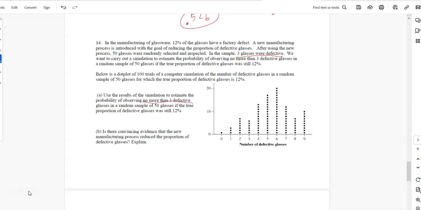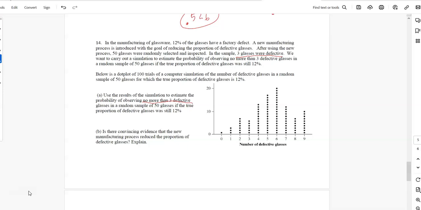So on this one, in manufacturing of glassware, 12% have a factory defect. A new manufacturing process is introduced with the goal of reducing the proportion of defective glasses. After using the new process, 50 glasses were randomly selected and inspected. In the sample, only 3 glasses were defective. We want to carry out a simulation to estimate the probability of no more than 3 defective glasses in a random sample of 50, if the true proportion of defective glasses was still 12%.